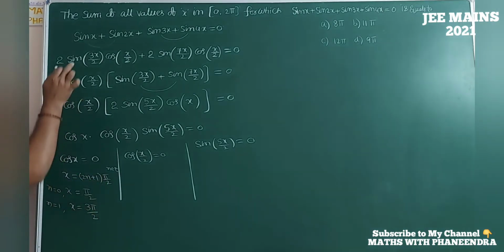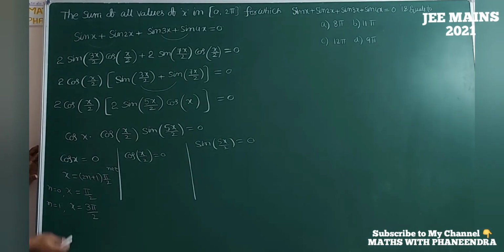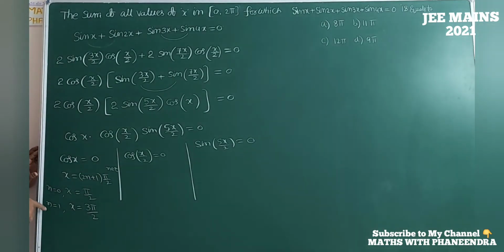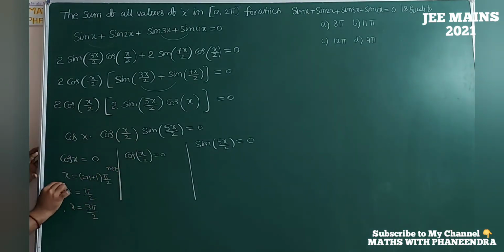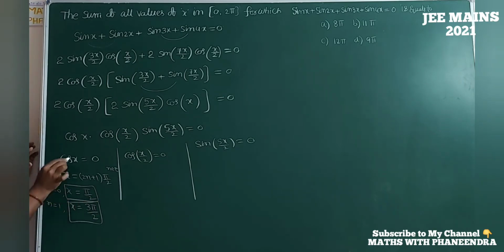It also belongs to the interval 0 to 2 pi, where 2 pi means 360 degrees. If we take n is equal to 2, 2 twos are 4 plus 1, 5 pi by 2, it is more than 2 pi. So we cannot consider that. Only these two values of x are possible for the case of cos x is equal to 0.